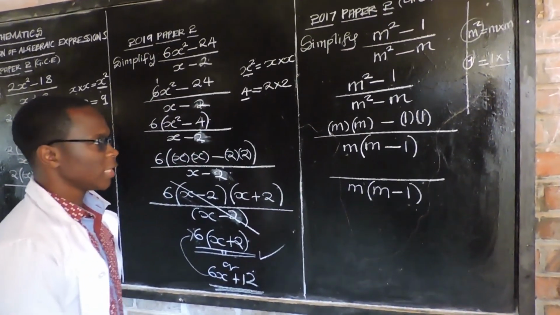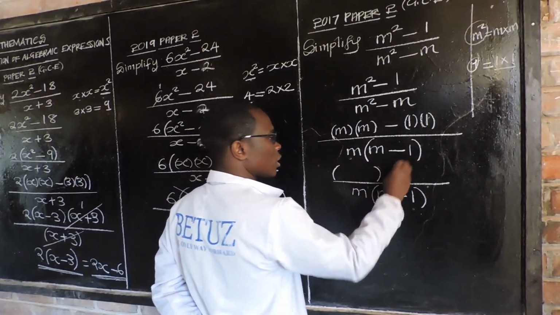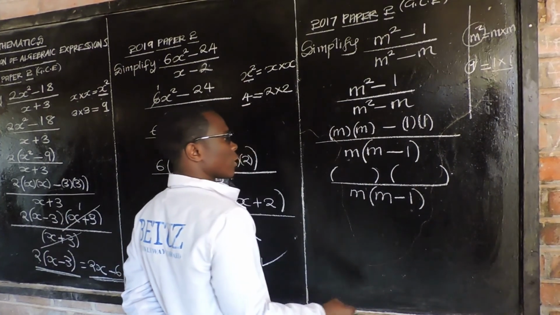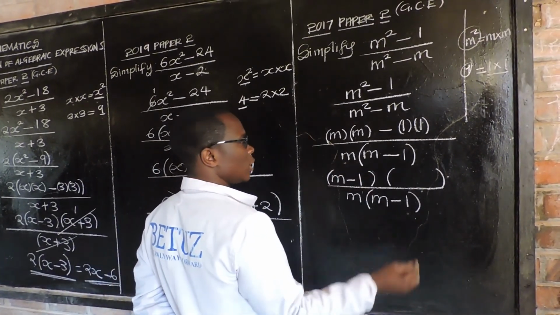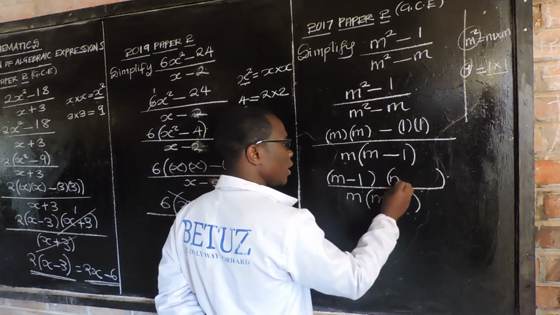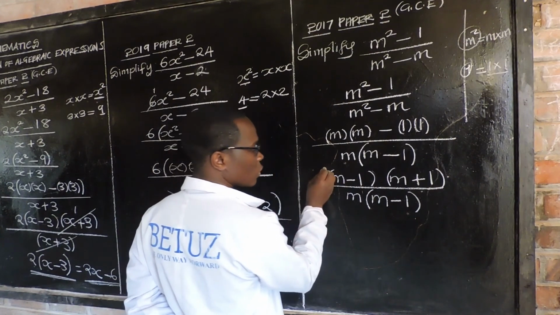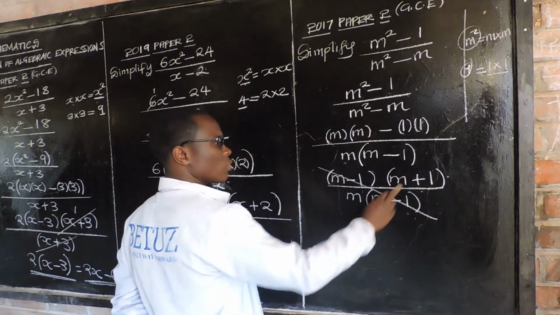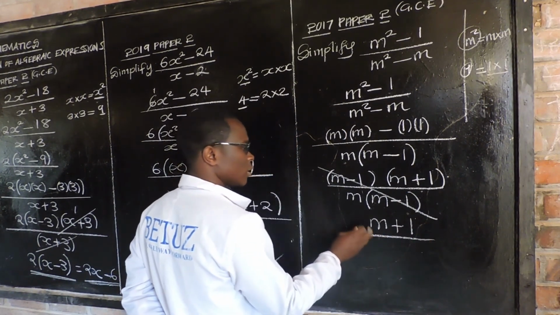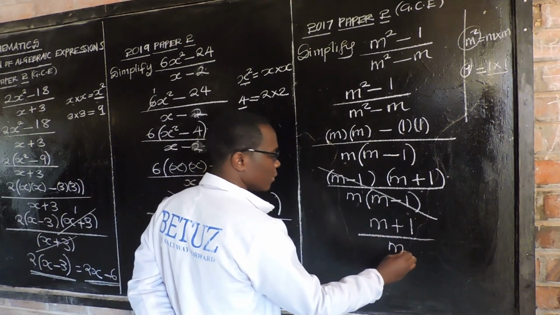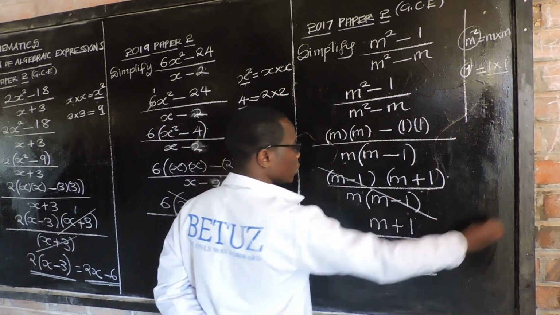Okay. Then in this case, we're going to come out with 2 brackets. We're going to do this. So the first one is going to be m minus 1. Then this other one is going to be m plus 1. So realize these two are the same, so these two are going to go. We're going to have m plus 1 over this one over m. So this is our answer. We've simplified this one. Okay.